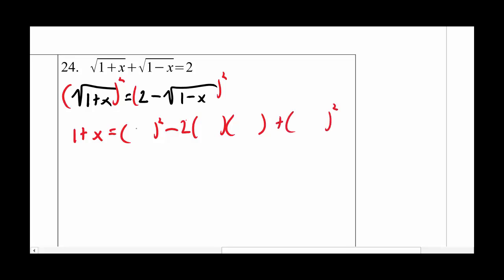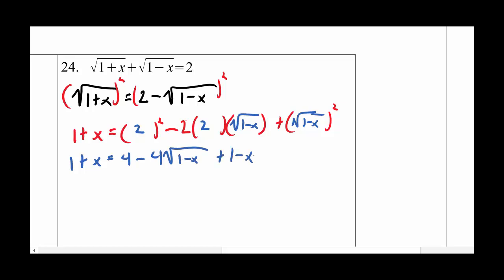I just want to fill in the blanks. So that's a 2, that's a 2, so 1 minus x, and that's a 1 minus x. Okay. So on the left, I still have 1 plus x. Here I have a 4 minus 4 square root of 1 minus x plus a 1 minus x. Okay. So then I want to combine like terms and try to move over what I can, but let's combine like terms first. So the 4 and the 1 give me a 5 minus x minus 4 square root of 1 minus x.